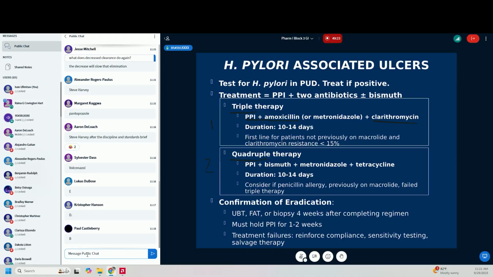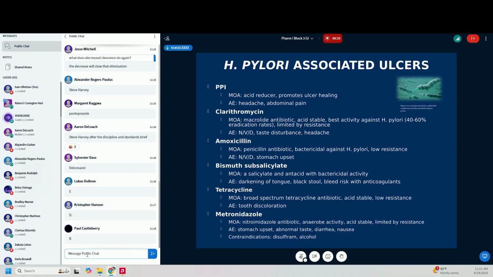Let me get through this little section and then we'll do our break. So our H. pylori ulcers. Because of the disease, they can sometimes cause ulcers. So what we can do is we have our drug regimen. These are all of the different things that we talked about, some of which you've seen before, so I'm not going to go over these all again.